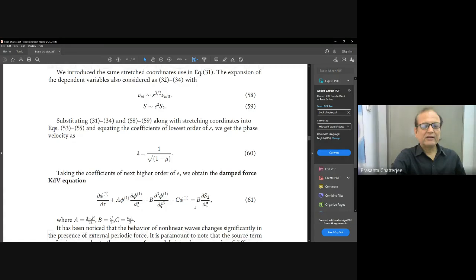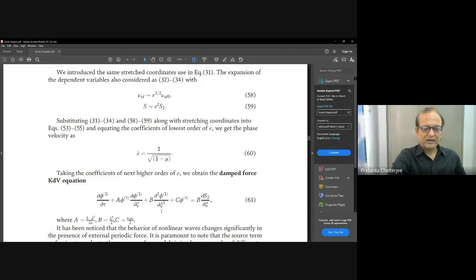Del phi 1 del t, suppose in 61 the right hand side is 0. Then this is the standard KdV equation we obtained earlier. This last term, C phi 1, came because of the dust collision. C equals nu id0 by 2, and nu id0 is the dust collisional frequency.